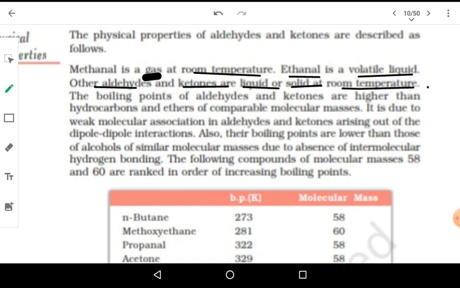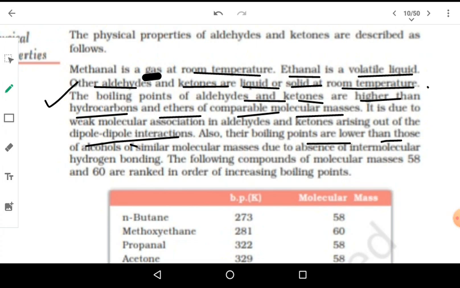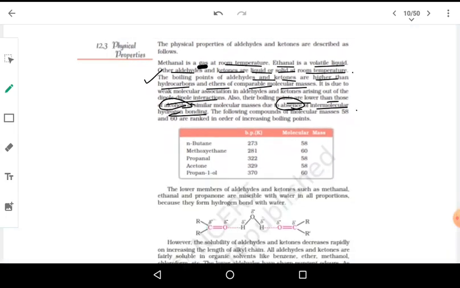Now, the boiling points of aldehydes and ketones are higher than the hydrocarbons and ethers of comparable molecular masses. What is the reason? The reason is the weak molecular association in aldehydes and ketones, that is due to dipole-dipole interactions. Also, the boiling point is lower than alcohols. What is the reason? The reason is the absence of intermolecular hydrogen bonding. Okay, so this is some of the important points to note over here.